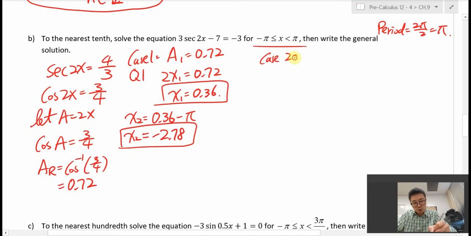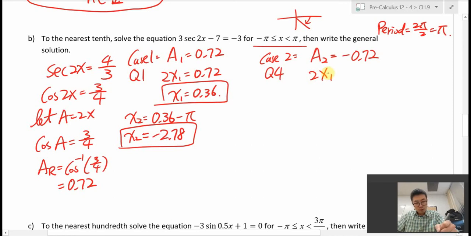Now we're going to move on to case 2. This is where the angle is in quadrant 4 because we know cosine is positive in quadrant 4 as well. So then we have the same reference angle, okay? But our A2 is going to be different now because we're in quadrant 4. You can see this because it goes from negative pi to pi. So we can actually just go this way instead. And that means this A2 is going to be negative 0.72. And therefore, sorry, this is not A2 anymore. We have to do this A3. That means 2x3 is going to be negative 0.72. So x3 is negative 0.36. Okay, so that's our third answer.